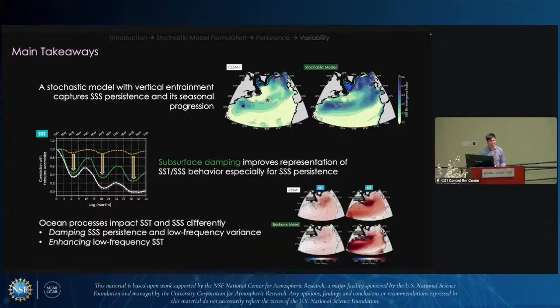And finally, the main takeaway here is, what have we learned about North Atlantic climate? We learned that these horizontal ocean processes impact temperature and salinity differently. So you can't necessarily generalize an impact on salinity and apply that to SST.